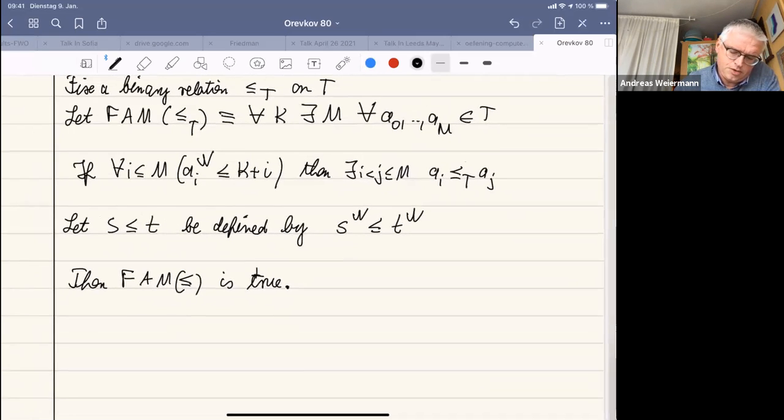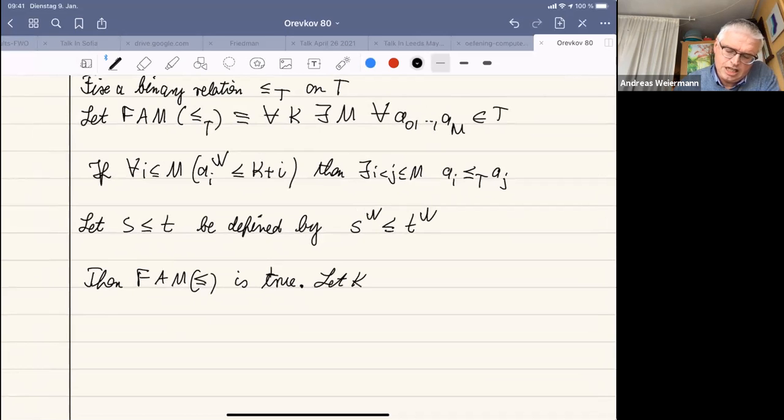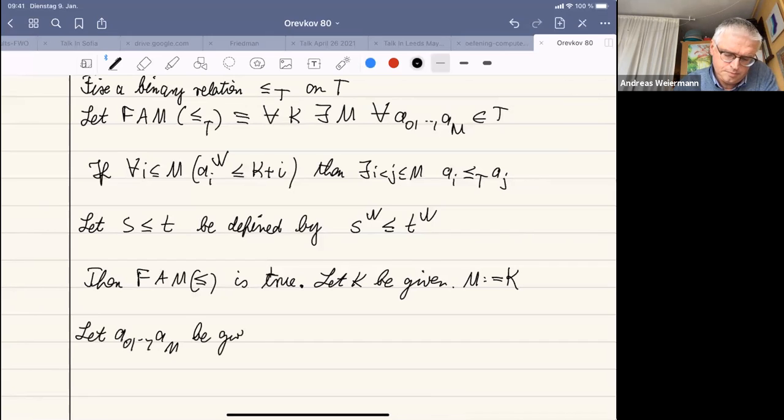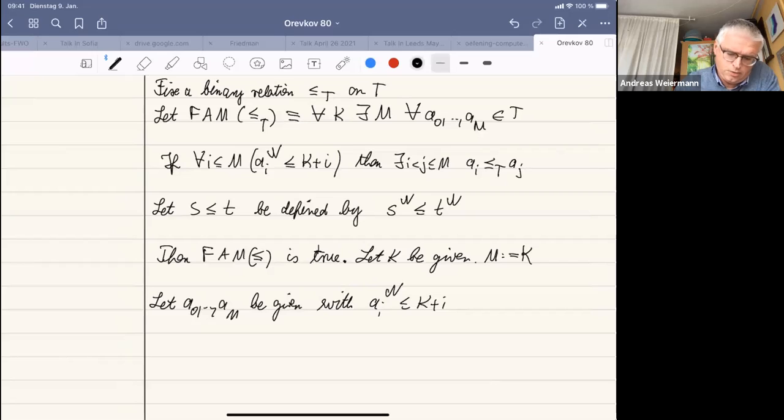Well, let us consider the assertion. So we start with k. Let k be given. Now to figure out what is m. In this case, it's completely simple. We put m equal to k. So it's not spectacular. And now assume that we have given a sequence a0 to am with the property that the value of ai is bounded by k plus i. Then, of course, we know something about the first value. Namely, what do we know? We know that a0 is value bounded by k.